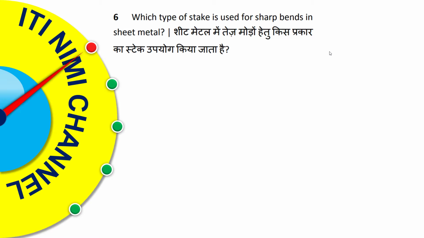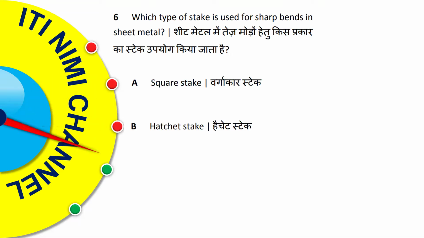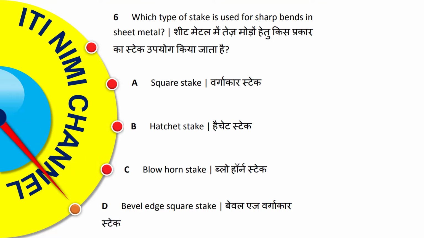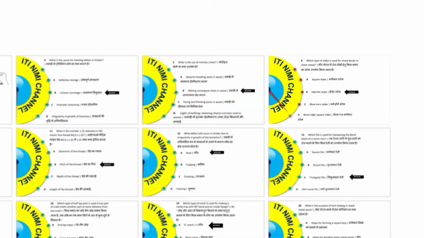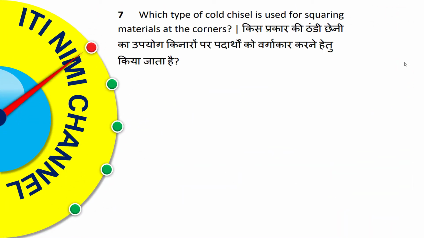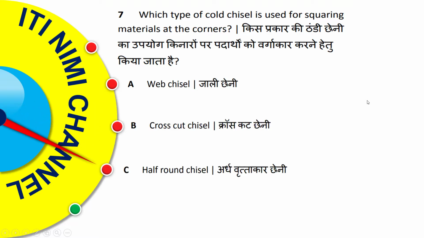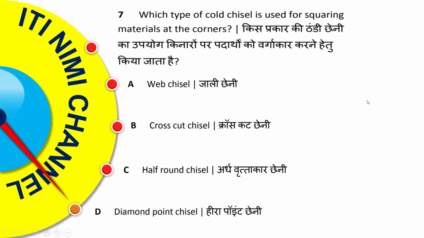Which type of stake is used for sharp bends in sheet metal? Square stake, hatchet stake, blowhorn stake, bevel edge square stake. The answer is hatchet stake. Which type of cold chisel is used for squaring materials at the corners? Web chisel, cross-cut chisel, half-round chisel, diamond point chisel. The answer is diamond point chisel.